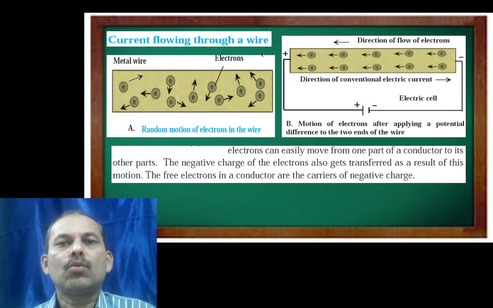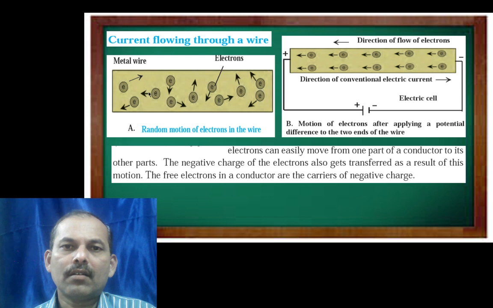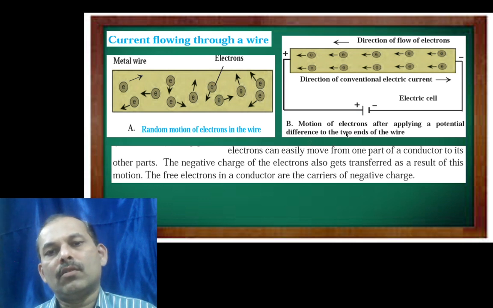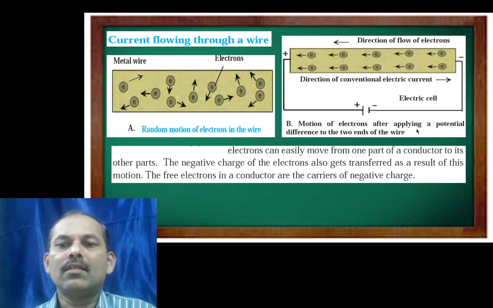Current flowing through a wire. Here, the wire is made up of atoms, and in those atoms there are electrons. These are the electrons which are in random motion. But consider the motion of the electrons after applying a potential difference to two ends of the wire, when we connect this wire.